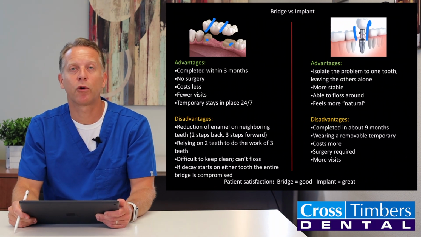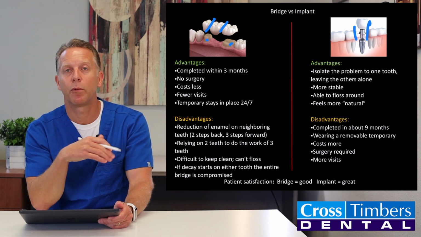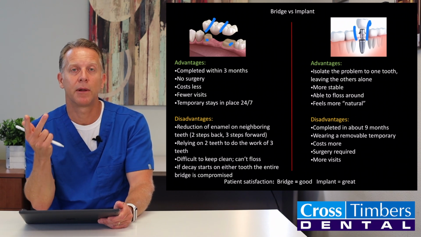So anyhow, that is kind of a quick rundown, when you have a missing tooth or multiple missing teeth, on how you can replace them. Again, it's either going to be a bridge, an implant, or a partial denture.